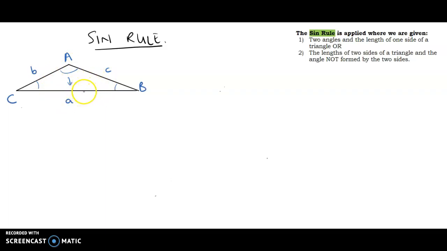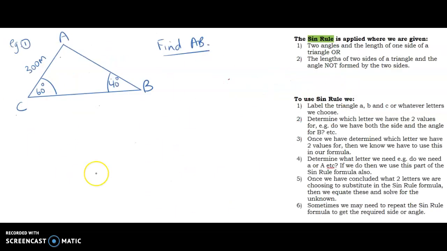Now, what is sine rule? Sine rule goes like this. It just simply says a over sine A. This means the side a over sine of the angle A is equal to b over sine B, which is equal to c over sine C. This is sine rule. So now we move on to our first example.